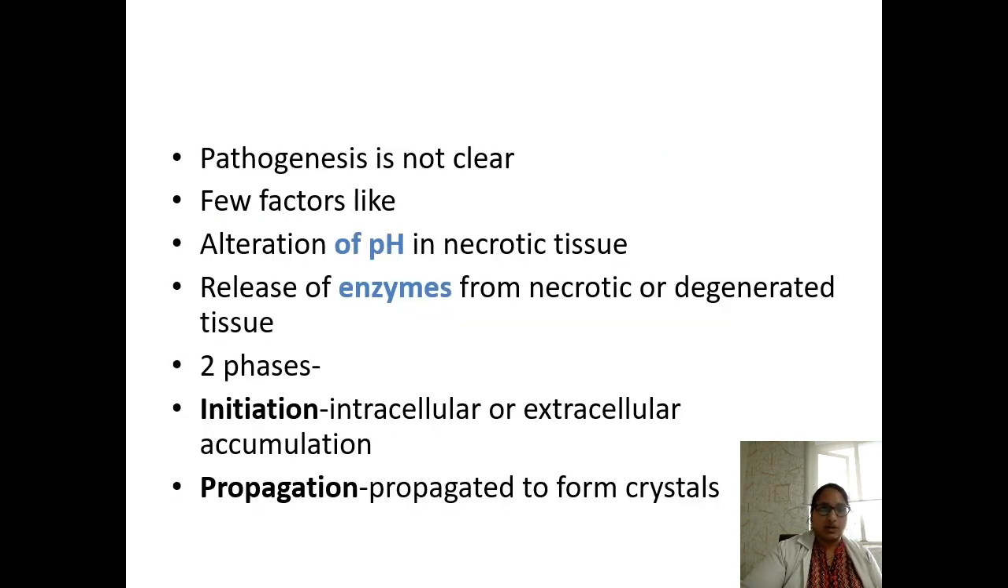And the pathogenesis is still not clear. Few factors like alteration of the pH in the necrotic tissue favor calcium deposition to occur, and some enzymes released from the necrotic or degenerating tissues cause calcium to be accumulated inside the dead and degenerating tissue. There are two phases for dystrophic calcification. One is initiation, the other one is propagation. In initiation, intracellular or extracellular accumulation of calcium will occur, whereas in propagation, the crystal formation is propagated.